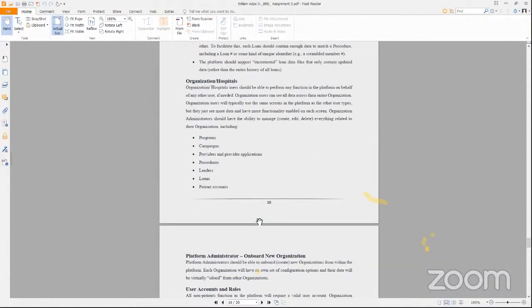Yes, organizations and hospitals. Organization and hospital users should be able to perform any function in the platform on behalf of any other user. Organization users can see all data. If needed, they can see all data across their entire organization.